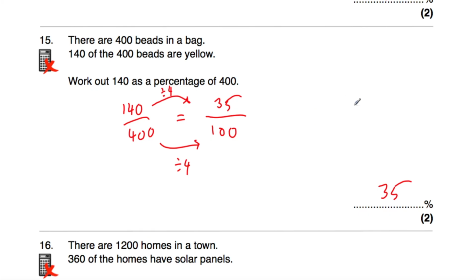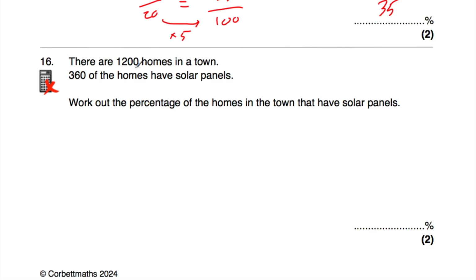Okay, let's look at our next question, question number 16. So question number 16 says there's 1,200 homes in a town and 360 of the homes have solar panels. I've been asked to work out what percentage of the homes in the town have solar panels. So let's write down the fraction of the homes that have solar panels. So altogether there's 1,200 homes, and 360 of them have solar panels. So that means that 360 1,200ths of the homes have solar panels.